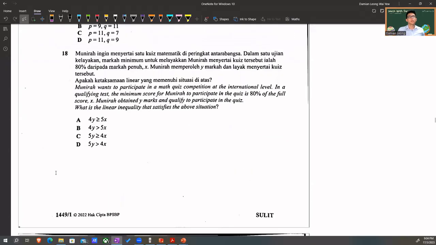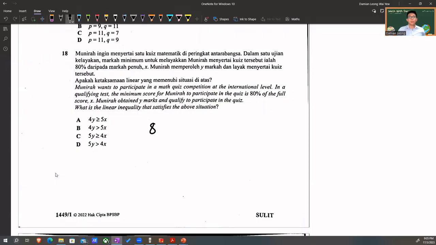Then question 18. Munira wants to participate in a math quiz at international level. In the qualifying test, the minimum score to participate is 80% of the full score X. Munira obtained Y marks and qualified to participate in the quiz. What's the linear inequality that satisfies the above situation?